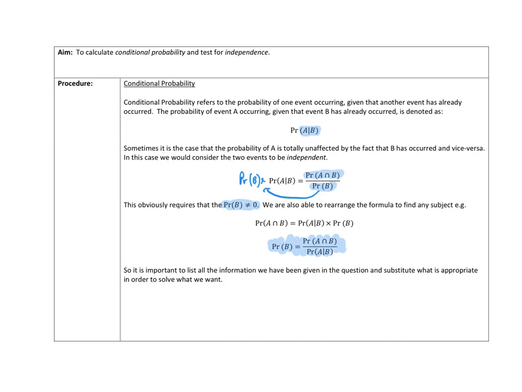So it's really important when we approach any of these problems to list all the information we've been given in the question and substitute what's appropriate in order to solve what we want. Sometimes, in order to find one of these variables, we might have to draw out a probability tree or a tree diagram, and other times it might actually be in the question.